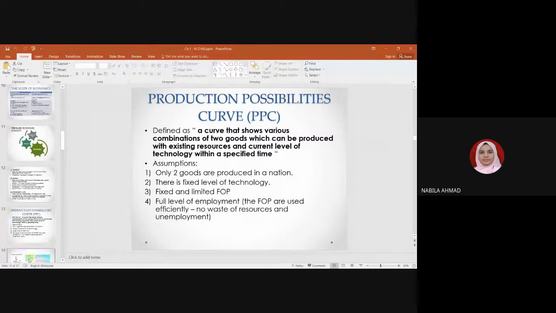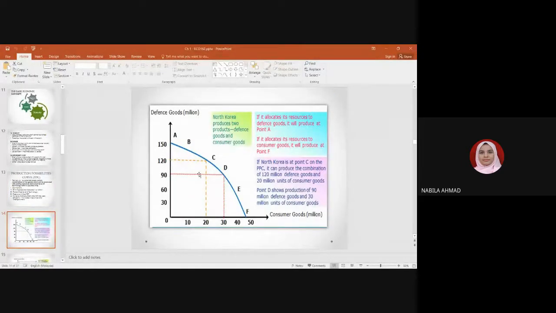Right. So this is what we meant by PPC. Yeah, so this is PPC lah, inilah bentuknya PPC. Right. So the blue curve ini adalah the PPC curve tu. Right. So kita ambil contoh North Korea. North Korea produces 2 products, defense goods and consumer goods. Yeah, so sebab kita kata tadi 2 jenis barang sahaja dihasilkan, yeah. So defense goods and consumer goods.